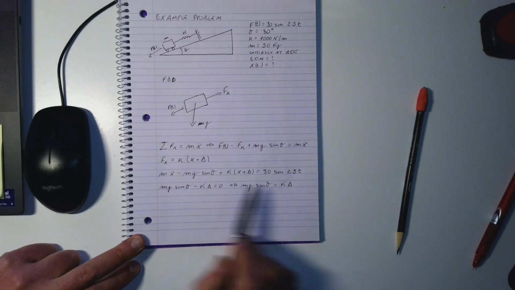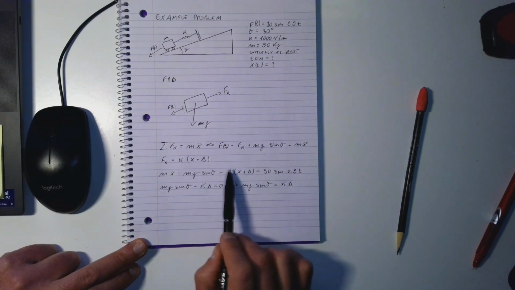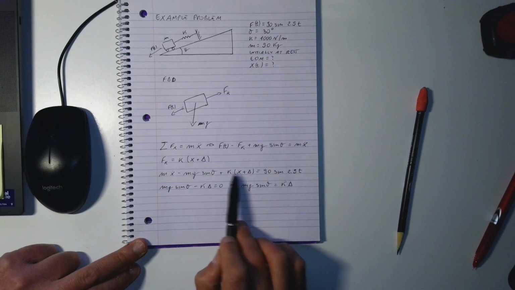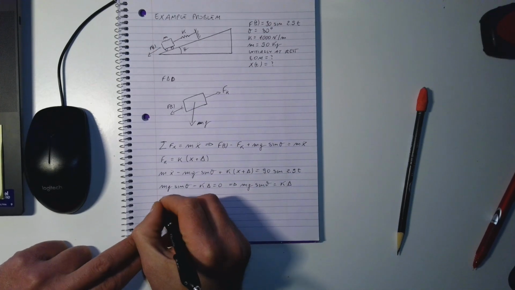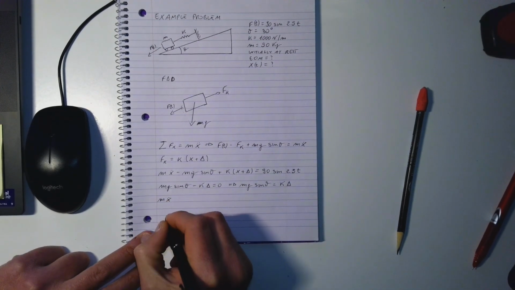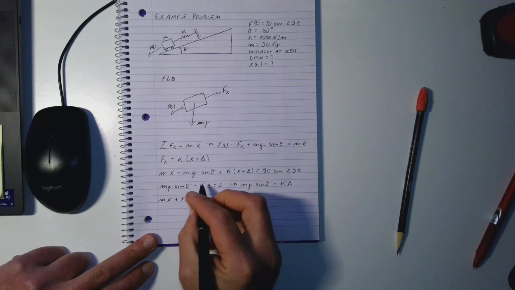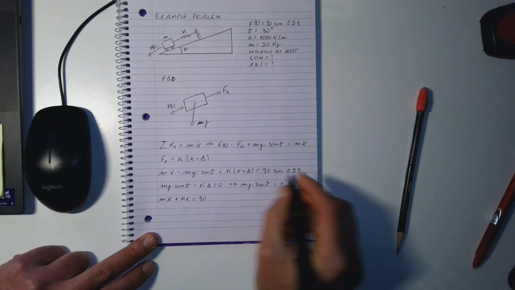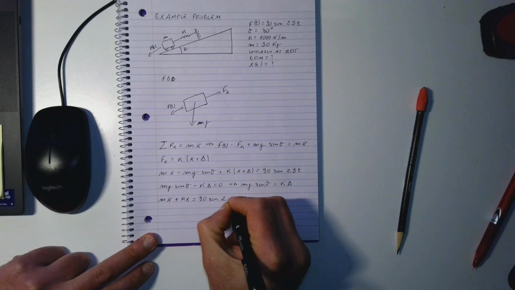If they are equal to each other, we can simplify this expression, because we can get rid of this mg sine theta and this k delta. So once we do this, the dynamic equation becomes mx double dot plus kx equal to 90 sine of 2.5t.